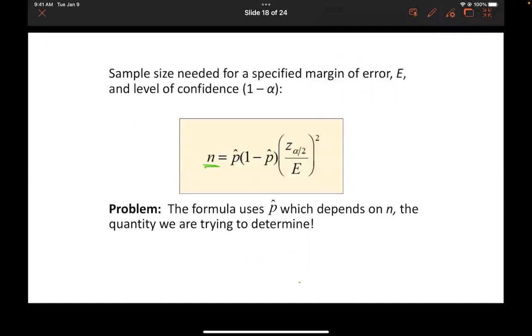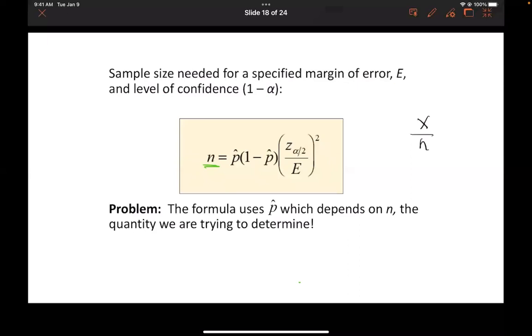So the problem with this is we don't have a p hat because we don't have an n. Because remember, p hat is x over n. If we don't have an n, we don't have a p hat. So there's a way around that, and I'm going to talk about what the way around that is.